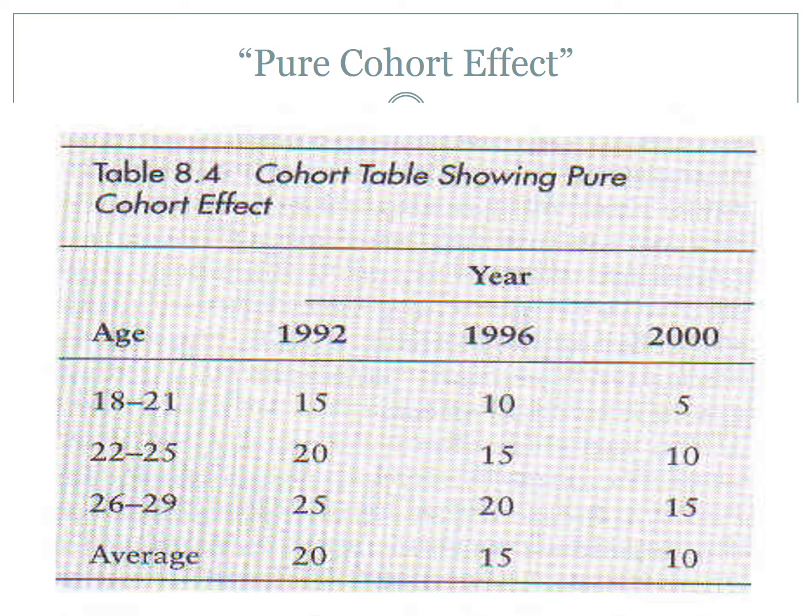And you can see that with the 22 to 25-year-old group, how that 20 number is the same in 1996 as well. So that's called the pure cohort effect. Whatever this is about, even over time, it's not changing because it's the same group. The only difference is they're older.